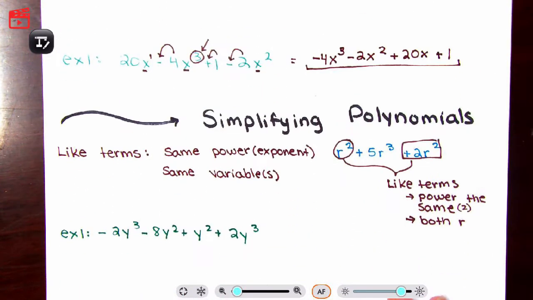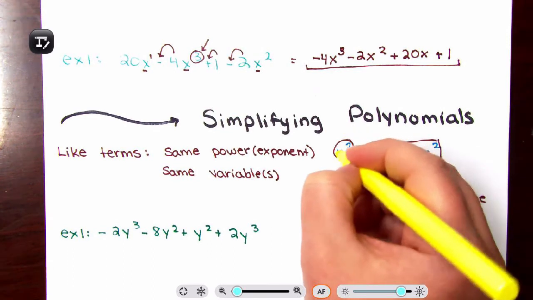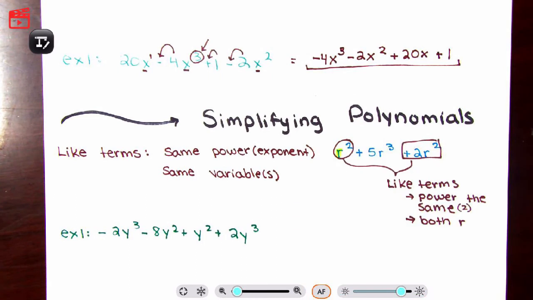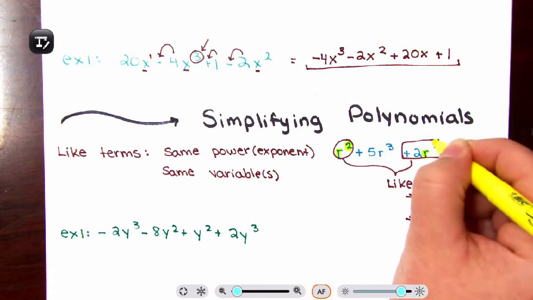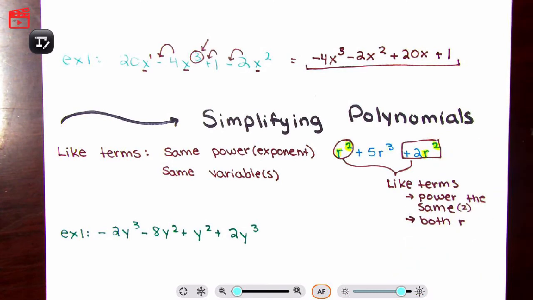Moving on to simplifying polynomials. Simplifying polynomials, you are combining like terms, meaning you are looking for the same power, which is your exponent, or you're looking for the same variable or variables. For example, if you have r squared, here's your variable of r, here's your exponent of 2. Therefore, your variable and your exponent are the same, so you can choose to combine them.